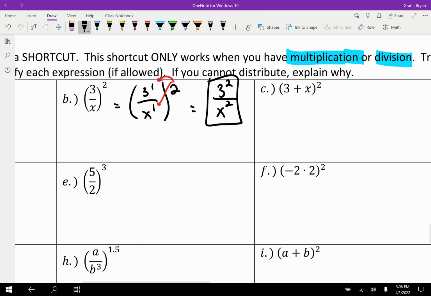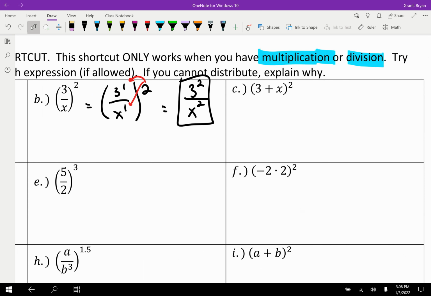But then disaster strikes. 3 plus x squared. I mentioned up above that this shortcut only works with multiplication or division. And it turns out that we are not allowed to distribute and say that this is 3 squared plus x squared. Not only have we not talked about it, that is actually wrong. It is not the correct answer. You cannot do that. That is a no-no.